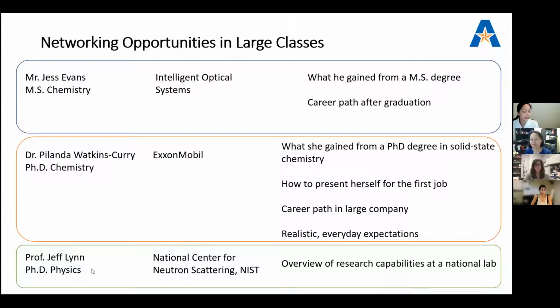And then lastly, so solid state chemistry overlaps with physics quite a bit. And so I invited a professor, Jeff Lin, who's at NIST, the National Center for Neutron Scattering. So someone here who's now working at a national laboratory.